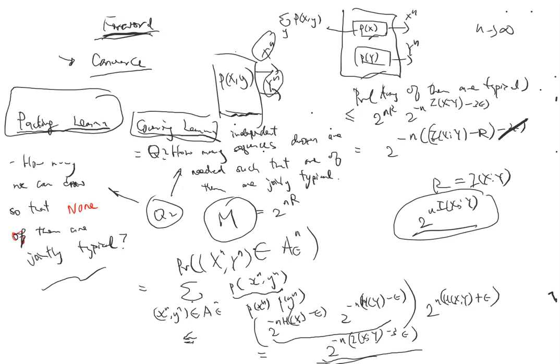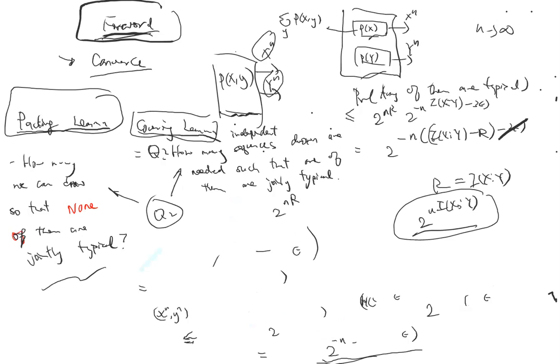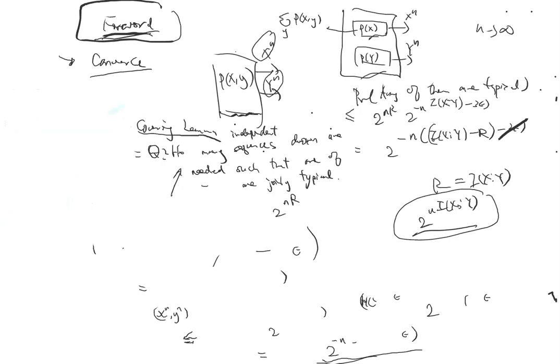Now we can go into the forward proof of our channel coding theorem. I don't think I have time for the converse proof, most likely, so I will skip that. But that's in the notes. You can look at that if you want.